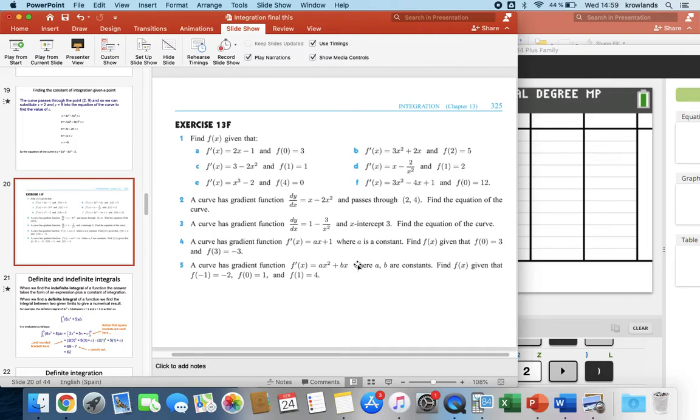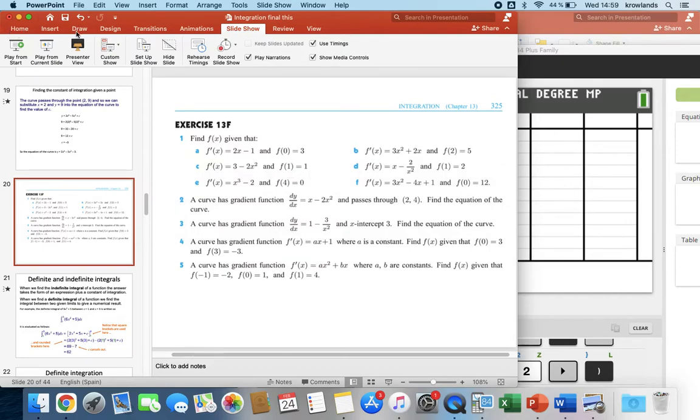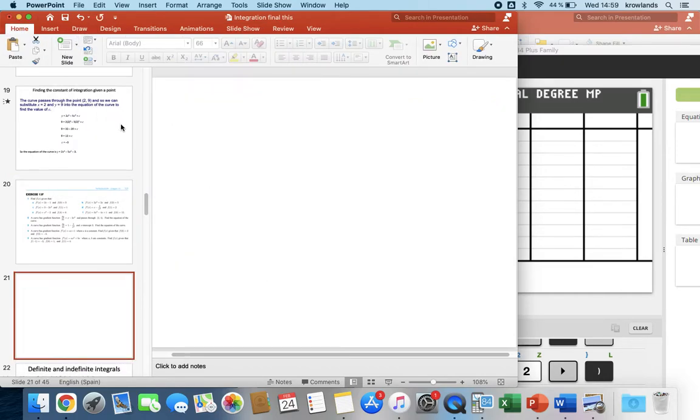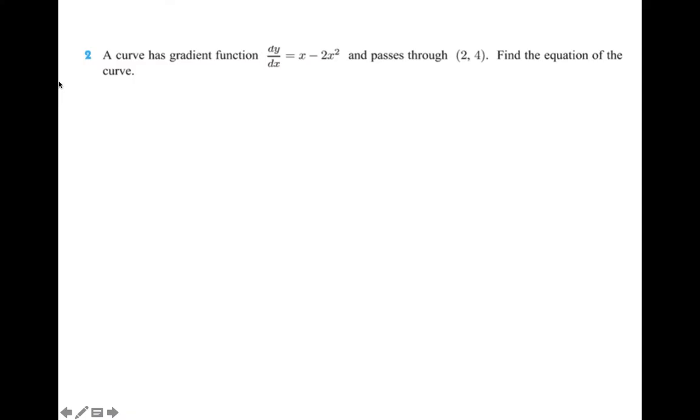So let's have a go at question 2. In question 2, it gives us the differential of the curve. And if you're ever given the differential, what it's likely to ask you to do is to integrate it. It doesn't explicitly say for you to integrate it here, but it's clear that if you're given a differential, the next step would be to integrate. Find the equation of the curve.